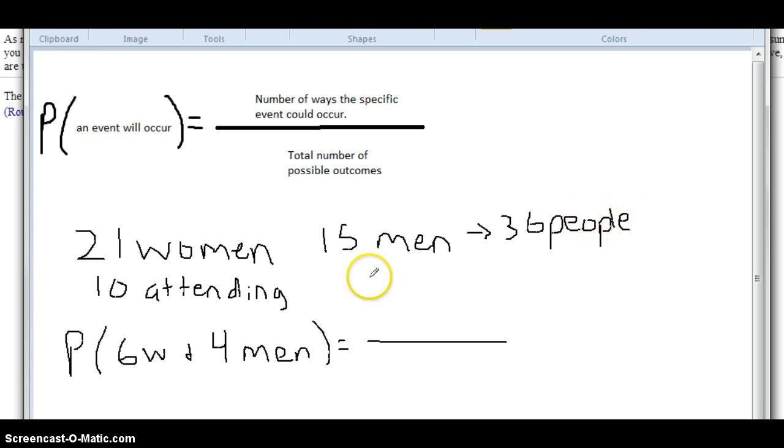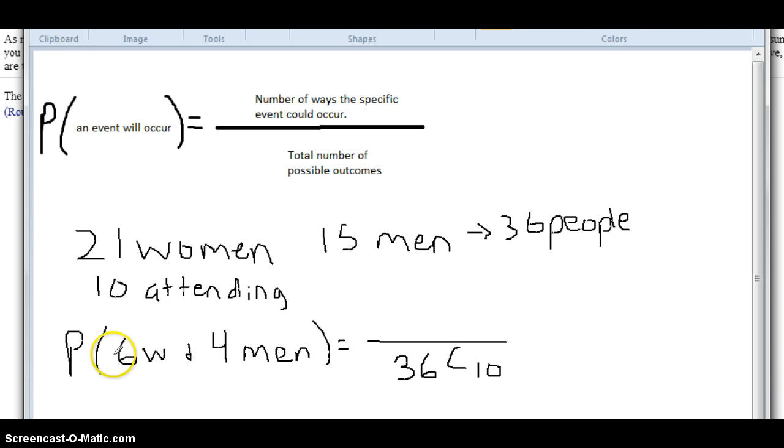All right, so how many total possible groups of 10 people are there if you have 36 people? And when you're forming a group, that's when you want to do a combination. That's the quick way to count groups. Order isn't specific. If it was, we'd use permutations, but we just want a group of people. So out of 36 people, this is the number of ways you can form a group of 10: 36 combination 10. So that's the total number of possible combinations of people that could show up at this high school reunion.